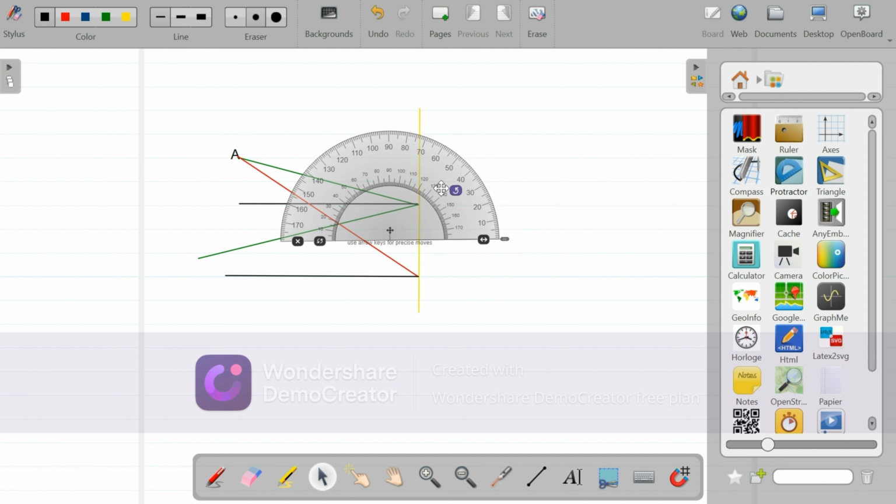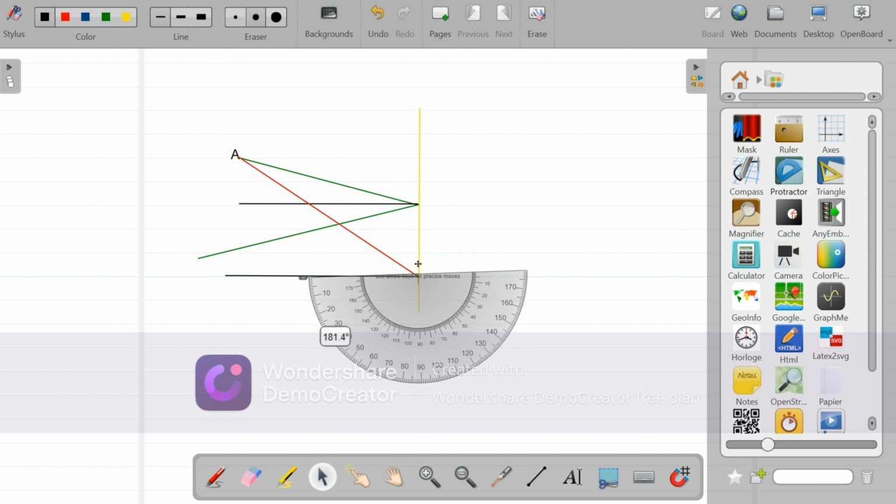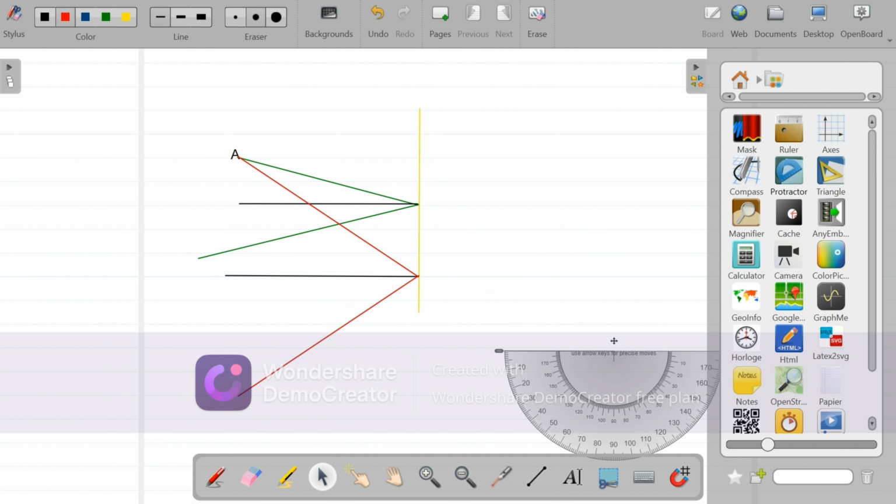Let me again measure the angle of incidence, because for sure after striking a mirror, this ray will reflect back. For me it's 34. It is striking at an angle of 34.5. So according to the law of reflection, the angle of incidence should be equal to the angle of reflection. So let me make the angle of reflection. It's going to be 34 degrees as well. I am again making it with red color. Look, I have made the angle of reflection 34 degrees as well.